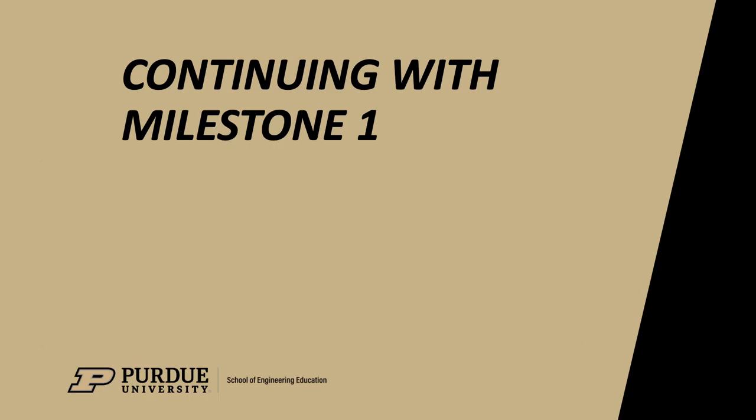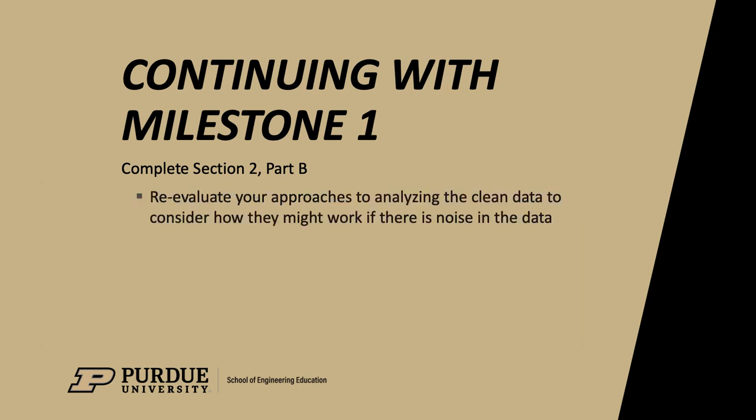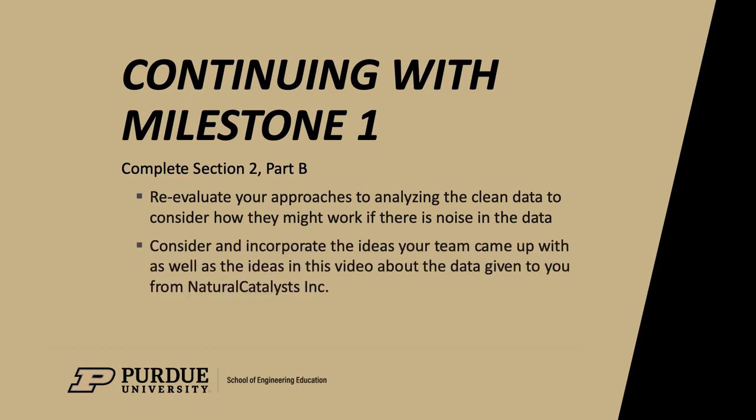Now it's time to continue working on Milestone 1. In the Milestone 1 document, you can now begin working on Part 2B. Here, you will first reevaluate your approaches to analyzing the clean data to consider how they might work for the noisy data. Also, consider and incorporate the ideas your team came up with about the data given to you from Natural Catalysts Incorporated, as well as the ideas in this video. Revisit what it means to provide evidence-based rationales. Make sure you incorporate evidence-based rationales in Milestone 1.